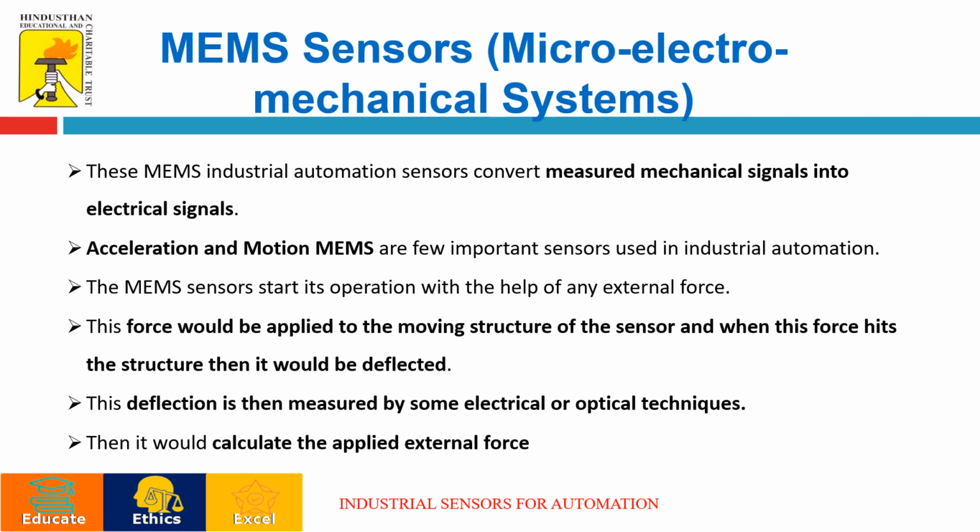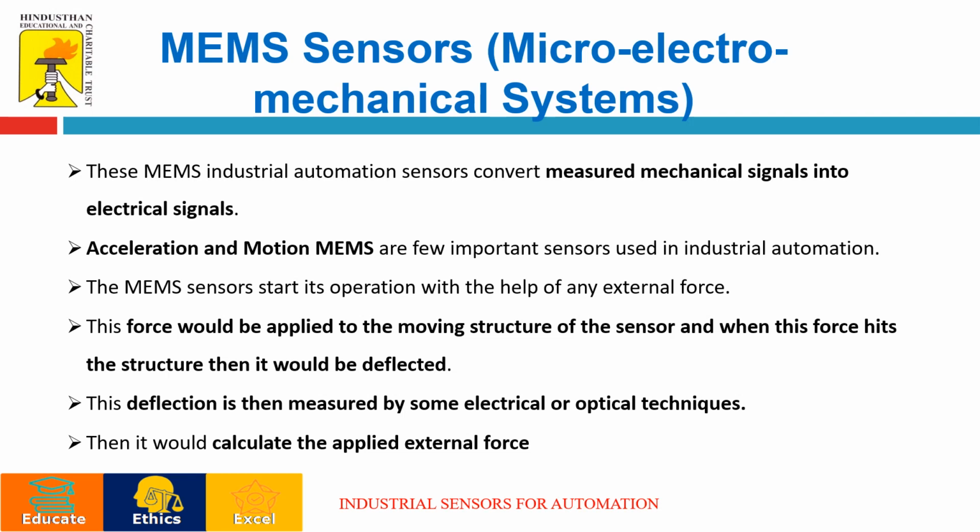Of course, it is an advanced type of sensor. It will convert the mechanical signals into electrical signals. Acceleration and motion MEMS are important sensors used in industrial automation. The force will be applied to the moving structure of the sensor, and when the force hits the structure, it will be deflected. This deflection will be measured by electrical or optical techniques.